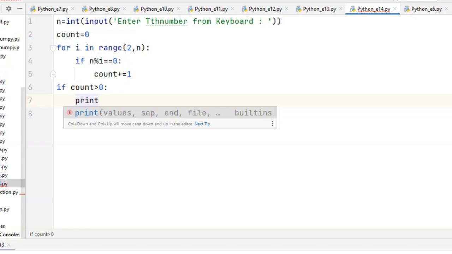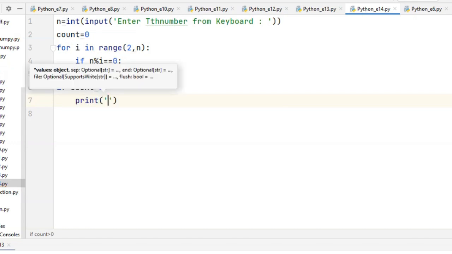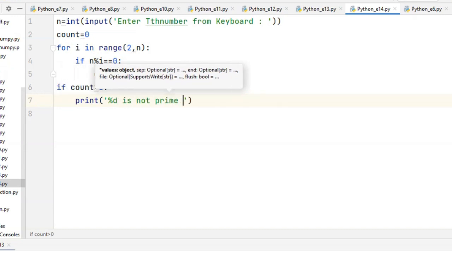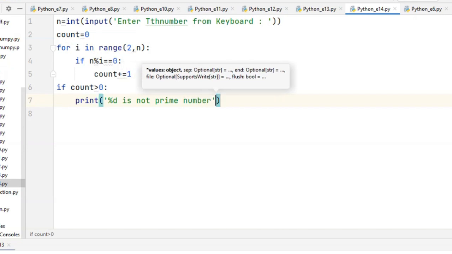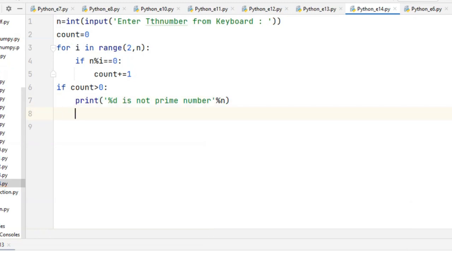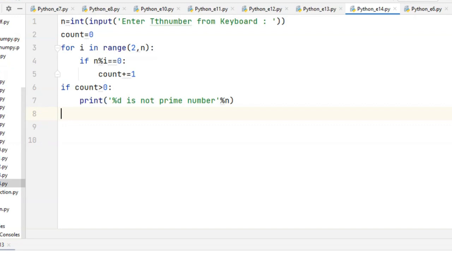print: this is not prime number. Else, if count is as it is, 0, count is not incremented, else print number is prime number.